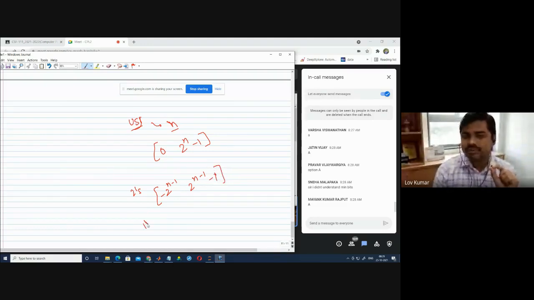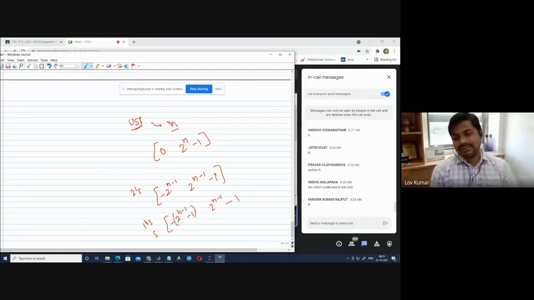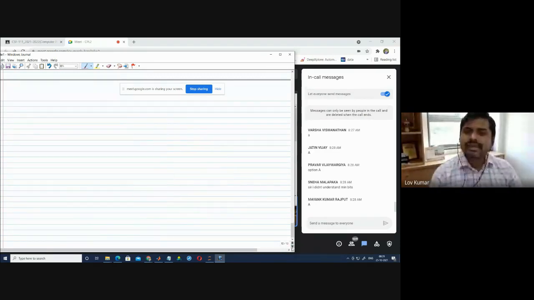Same like that, if you are going for 1's complement or signed magnitude number, you can represent the number from minus (2 to the power n minus 1 minus 1) to 2 to the power n minus 1 minus 1. This one is minus something. Clear? Up to here, any doubt? No doubt. Okay. Now we are going for the hexadecimal.